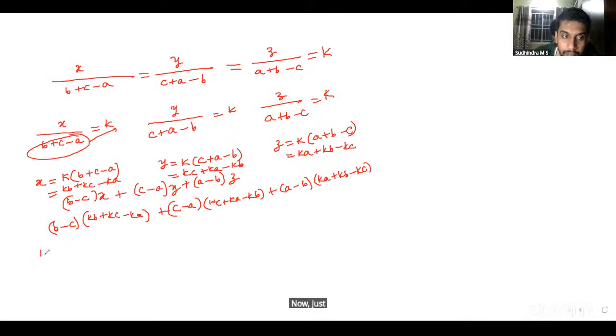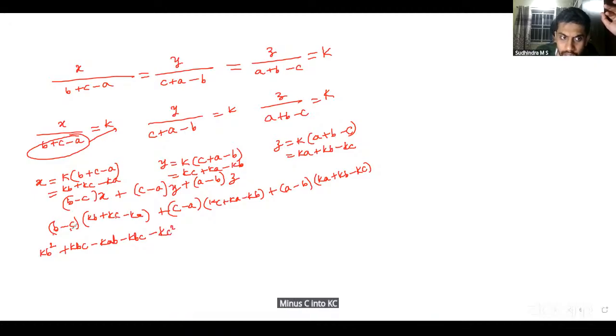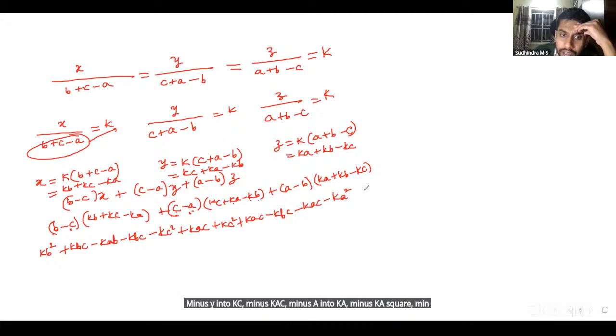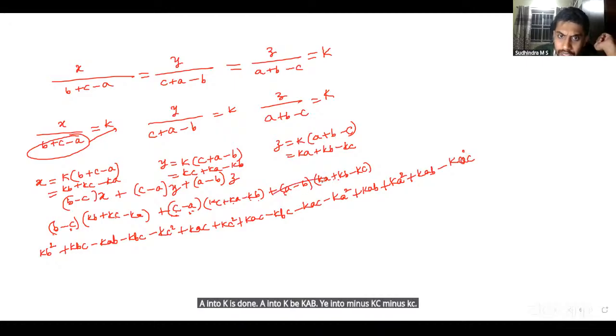Now just multiply. b into kb, kb square; b into kc, kbc; b into minus ka, minus kab; minus c into kb, minus kbc; minus c into kc, minus kc square; minus c into minus ka, plus kac. c into kc, kc square; c into ka, kac; c into minus kb, minus kbc; minus a into kc, minus kac; minus a into ka, minus ka square; minus a into minus kb, plus kab. a into ka, ka square; a into kb, kab; a into minus kc, minus kac; minus b into ka, minus kab; minus b into kb, minus kb square; minus b into minus kc, plus kbc.